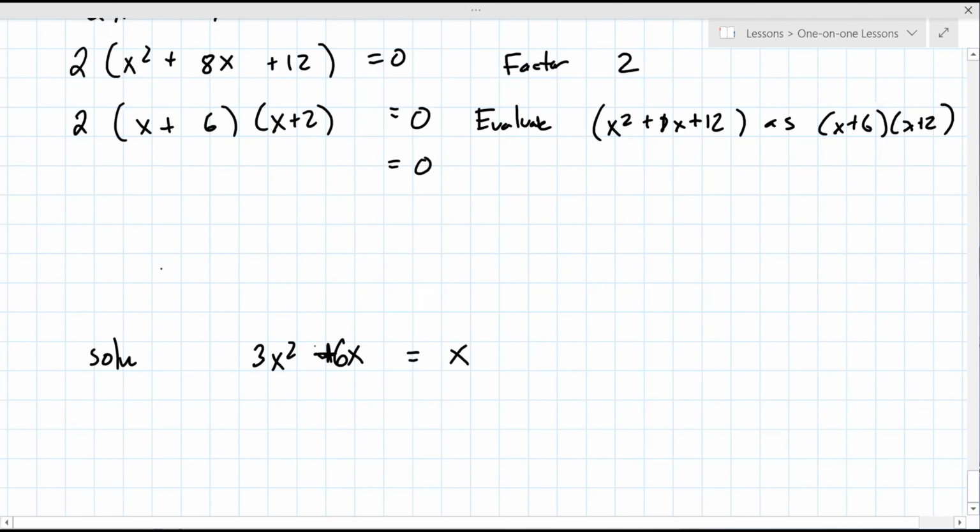So if I asked you to solve this, and you just divide everything by x, because it seems reasonable, you get 3x plus 6 equals 1. You have lost a solution. When I say lost, I mean you basically ignored it. Yeah, it's because x could be 0.